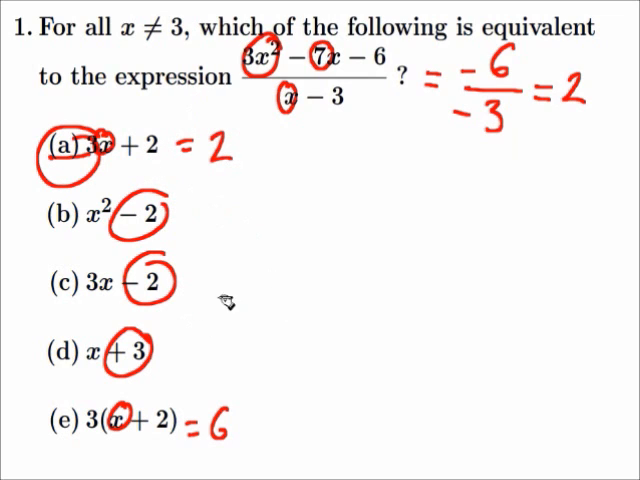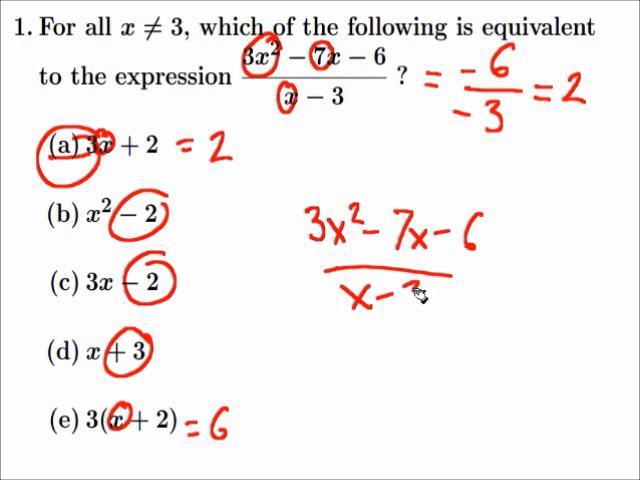Okay, so why does that work? Well, what is this asking? This is asking which of the following is equivalent to the expression. So we have here the expression 3x squared minus 7x minus 6 all divided by x minus 3. And when it says equivalent, that means as long as x is not equal to 3, this is going to be equal to one of these other options.